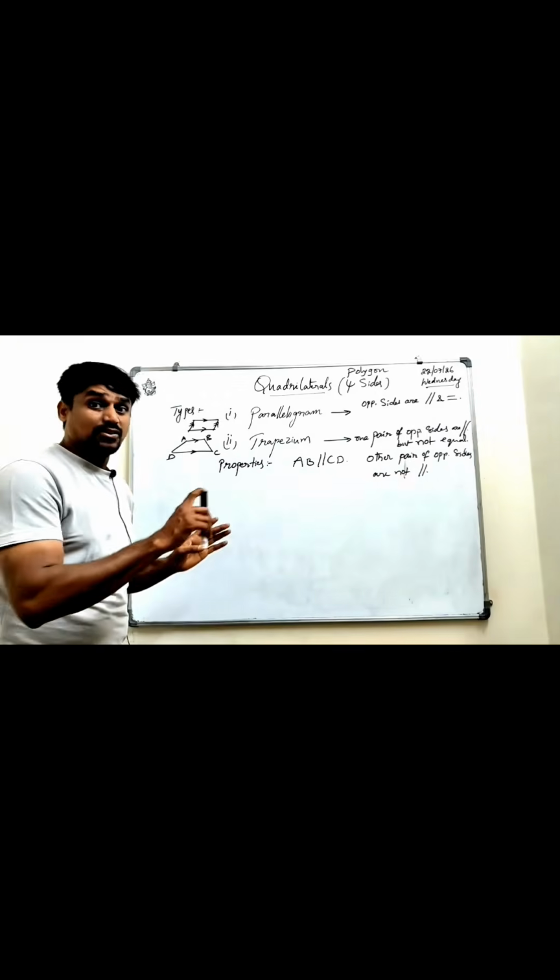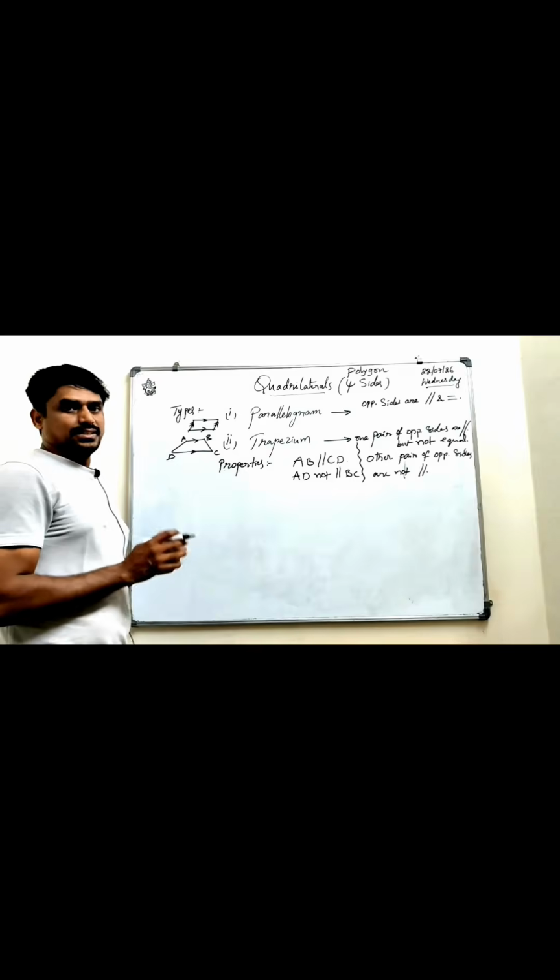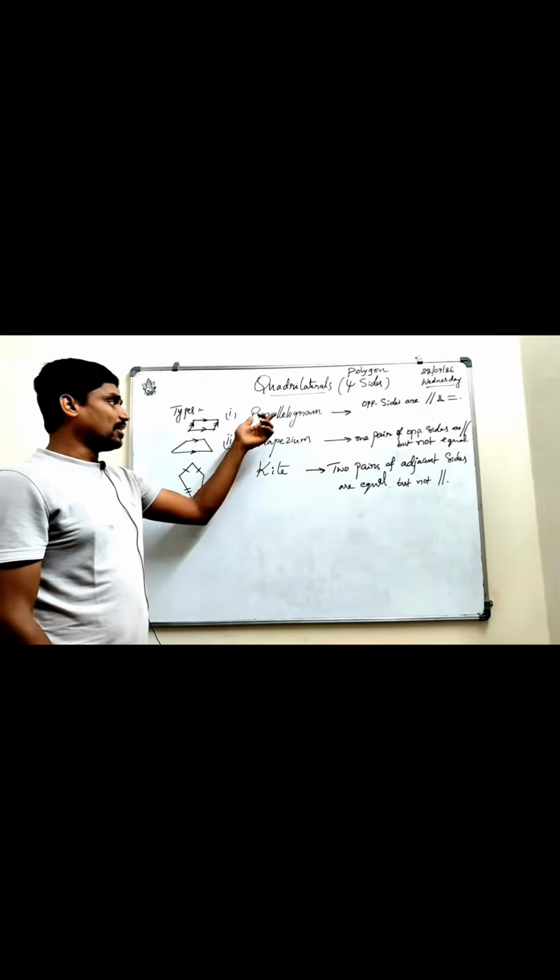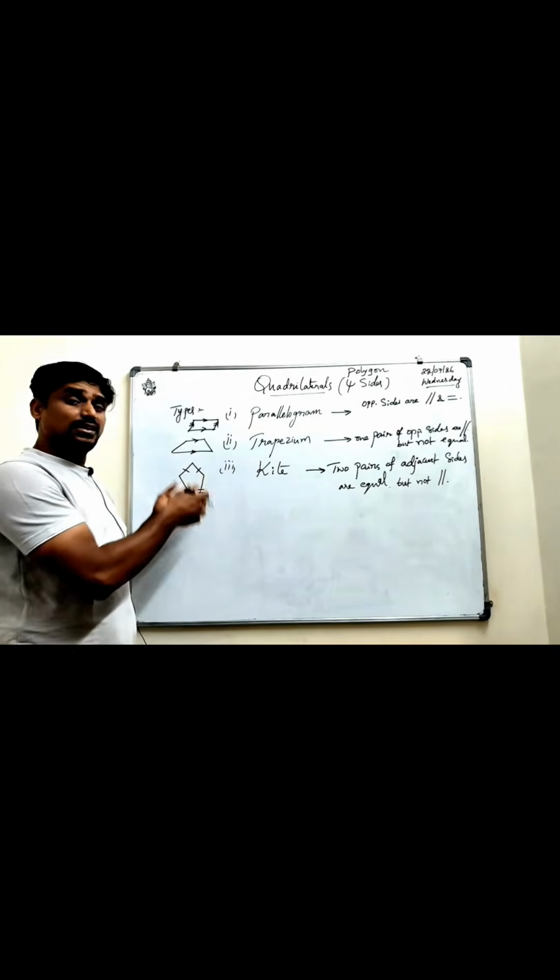Other pair of opposite sides are not parallel. They can be equal also. AD not parallel to BC. Quadrilateral is further categorized into parallelogram, trapezium and kite based on the sides.